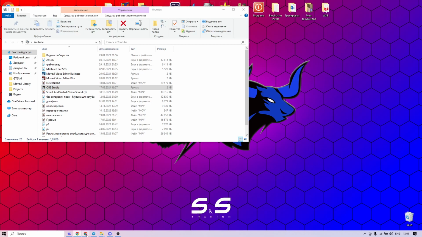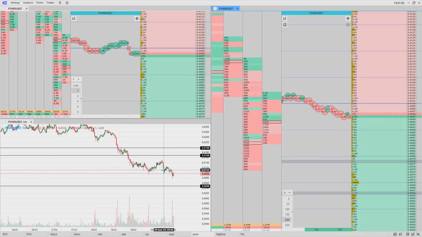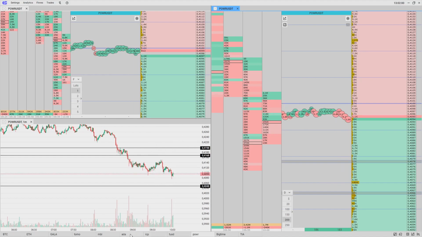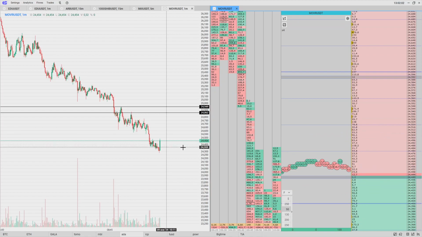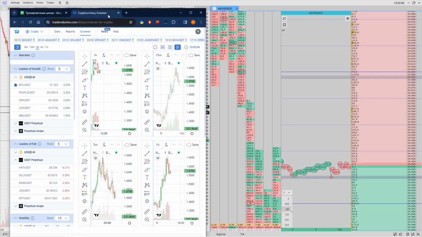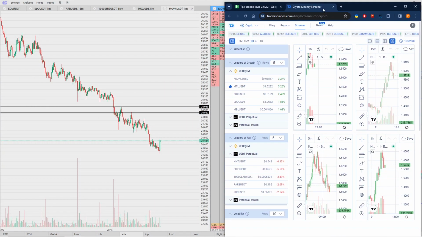Let's open the C-scalp. Just a moment. We trade in this strategy only in-play instruments. We open the C-scalp screener, and we see only in-play instruments, leaders of growth, leaders of fall.